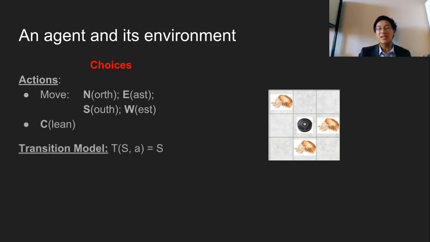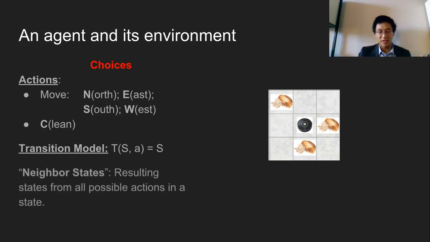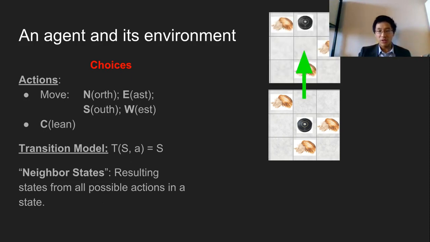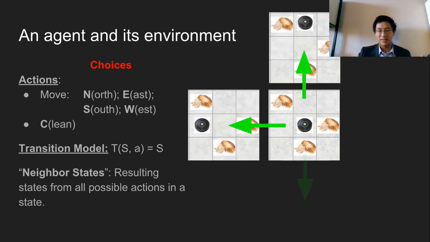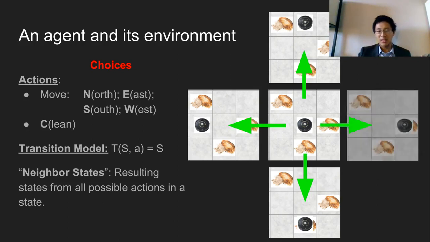And what happens when he does these actions is defined by a transition model. So we say that a transition model tells you, given the state that you're in and the action that you perform, what is the next state that results. So we might start developing this transition model by going through each state and determining what its neighbor states are. All the resulting states from all the possible actions in a state. So let's take the initial state we've got here on the right and figure out its neighbor states. If he goes north, he gets this state. West, south, or east, he gets all those states.